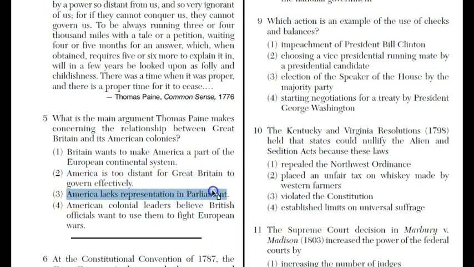America lacks representation in Parliament. Be careful. It was true America lacked representation in Parliament. It was even true Thomas Paine complained about that in other places. But he doesn't say it here, and that's what you have to pay attention to. And your fourth choice, American colonial leaders believe British officials want to use them to fight European wars. That's the completely irrelevant, cockamamie answer.